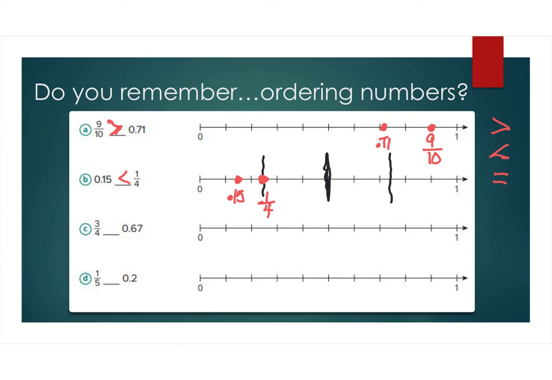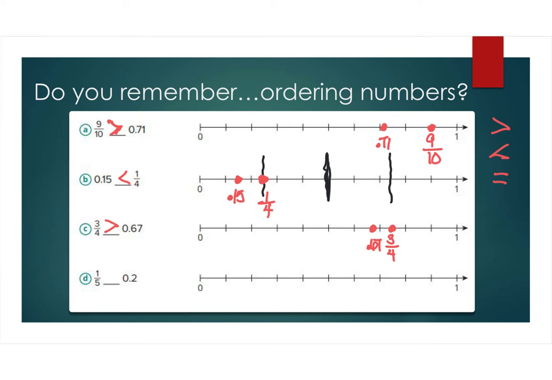So we have 3/4, which means I've already split the top one, so I can just look at that. 3/4, 1, 2, 3. And then 0.67, that's going to be 6 tick marks, and then almost to 0.7. So 3/4 is greater than 0.67.